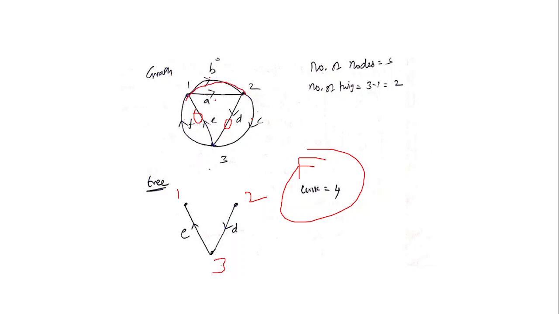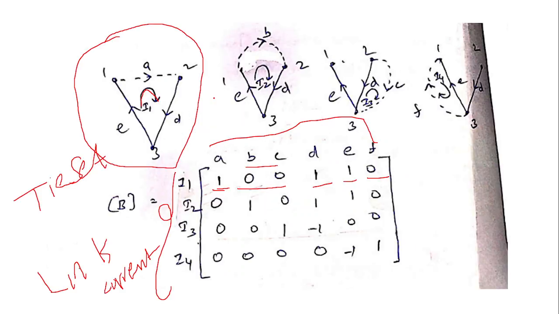Okay, so I should not consider any other links at the time, only one link at a time. I can consider one link. Tree can be taken and one link can be taken. Now draw the direction of B as a link current.